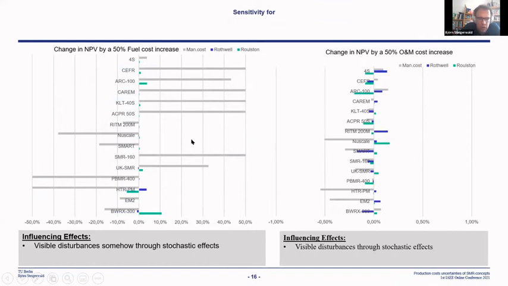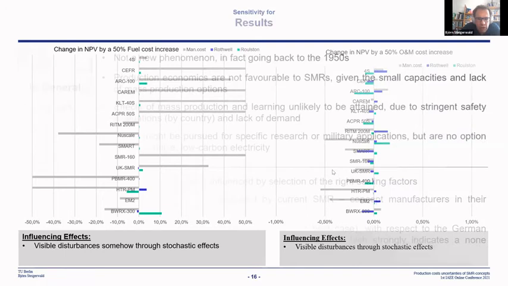Going further, we also try to evaluate the sensitivity of the fuel costs and the O&M costs because they are quite uncertain at the moment. Because nobody has a concept online and the fuel is not quite clear. So on a fuel cost increase by 50%, the NPV reacted below 10%. So that effect will be almost only stochastic. On the right side, the O&M will also only deliver stochastic effects on this point.